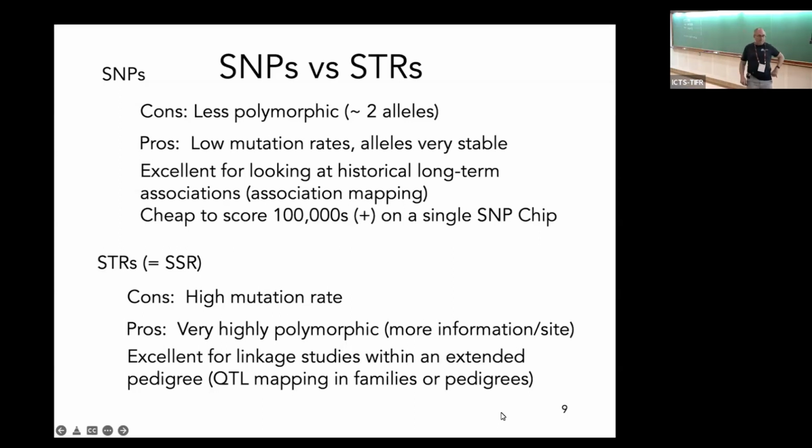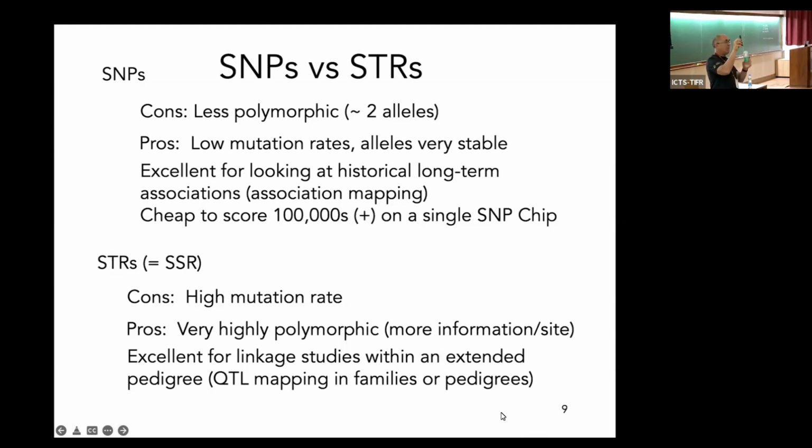These are great for linkage studies within an extended family, but the problem is they have a high mutation rate. So let's imagine that I have a new mutation that arises here. It's this lovely water, and now it's on an STR that's a 6. Well, if I have a low mutation rate, the only way that association is broken up is by recombination.